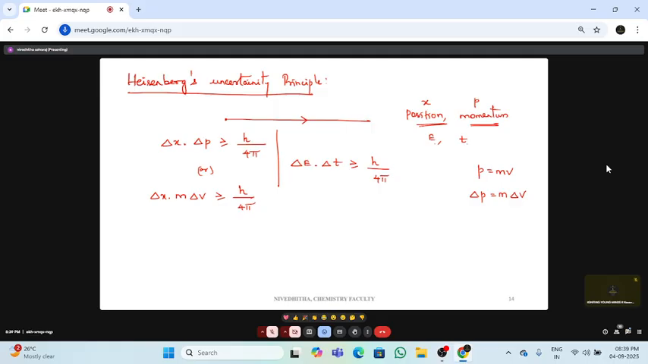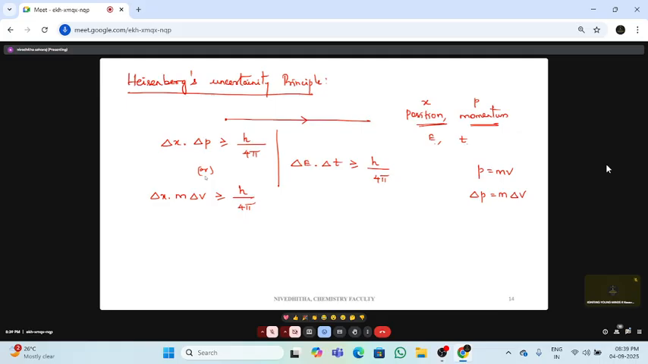Okay, so they may give you the position and ask you to calculate the uncertainty in momentum, or they may give you the uncertainty in velocity and ask you to calculate delta x. Okay, fine. Okay, shall we move on to the next concept?